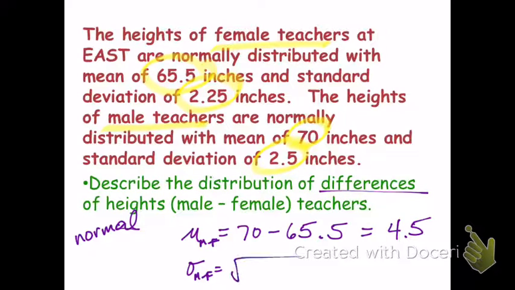And for standard deviation, I take the square root of 2.25 squared plus 2.5 squared. And it's always plus, no matter what, whether we're combining by adding or subtracting. You just add, then square root, because it's the standard deviation, not the variance. You should get 3.3634.